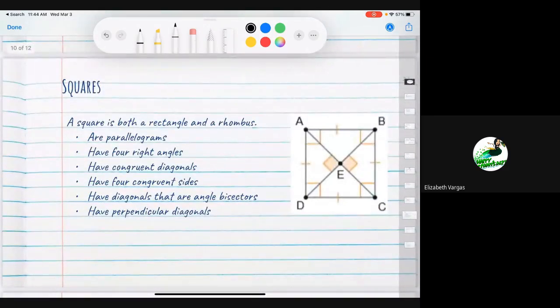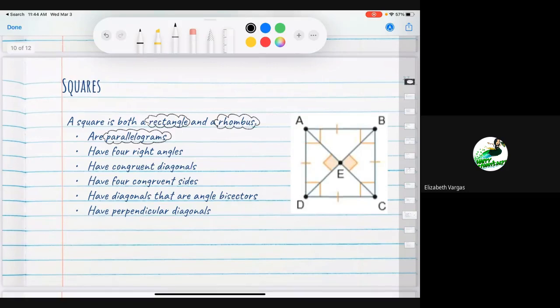So we also have squares. How do we know a square? Well, a square is actually both a rectangle and a rhombus. So it's going to classify both of the different properties of rectangle and rhombus. A square, again, is a parallelogram. It is a type of special parallelogram. It has four right angles, which we also looked at as far as rectangles go, right? That was a property of rectangles. It has congruent diagonals, which was a property of rectangles. It has four congruent sides, which was a property of our rhombus.